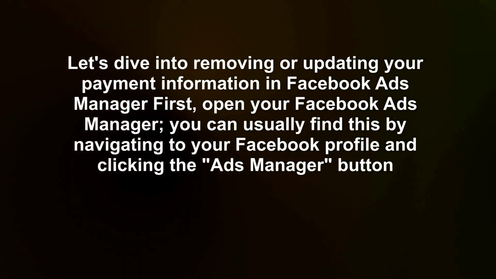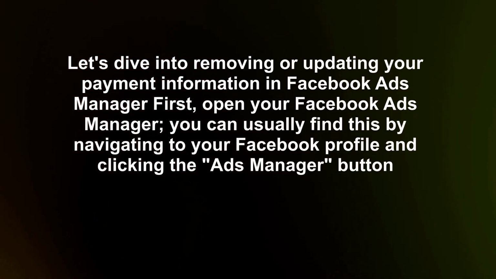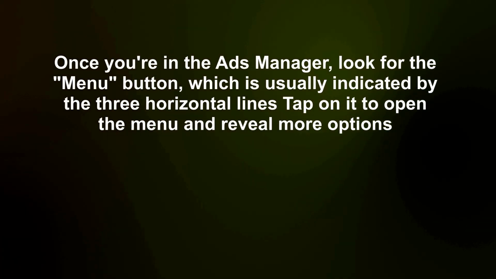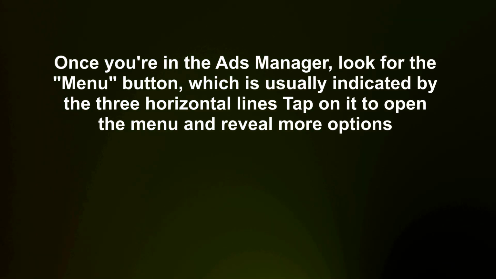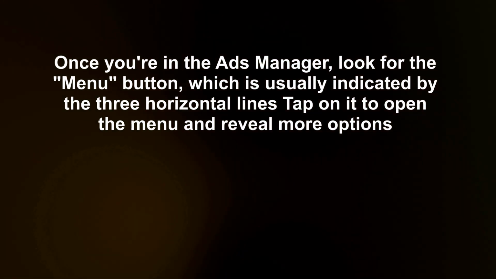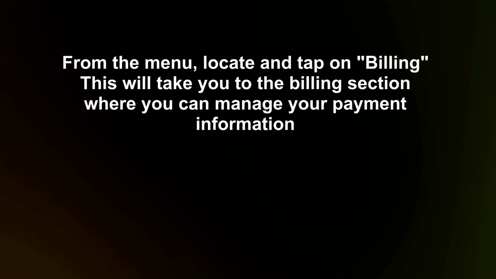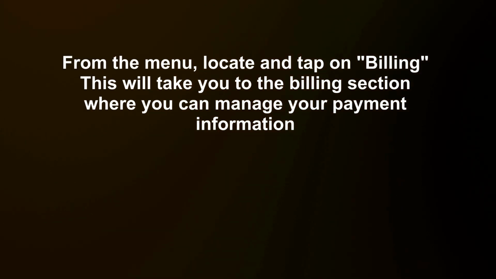You can usually find this by navigating to your Facebook profile and clicking the Ads Manager button. Once you're in the Ads Manager, look for the menu button, which is usually indicated by the 3 horizontal lines. Tap on it to open the menu and reveal more options. From the menu, locate and tap on Billing. This will take you to the Billing section where you can manage your payment information.